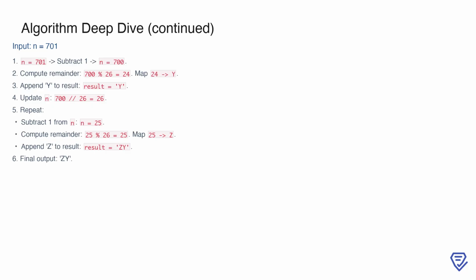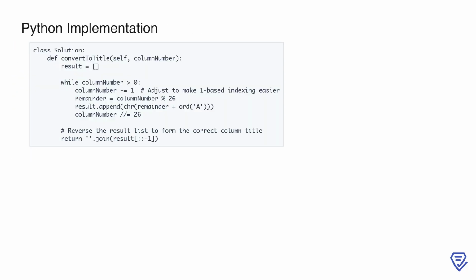This step-by-step method ensures that we can handle any input column number efficiently, producing the correct Excel column title every time. This implementation solves the problem of converting a column number into its corresponding Excel column title. The process involves treating the column number as a base 26 numeral system where each digit is represented by a letter from A to Z.